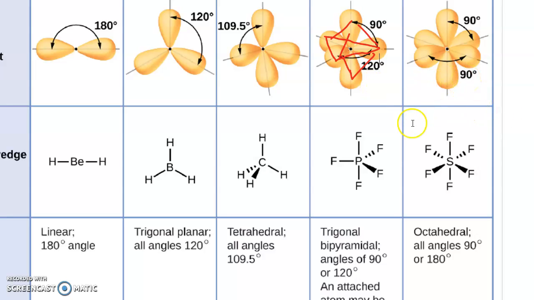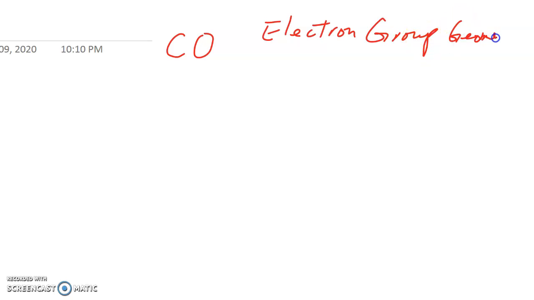Okay, let's try some exercise. If I ask you to find out the electron group geometry of the carbon in carbon monoxide, CO, what should that be? I would like to know the electron group geometry of carbon in carbon monoxide. Okay, first we have to draw the Lewis structure of carbon monoxide.